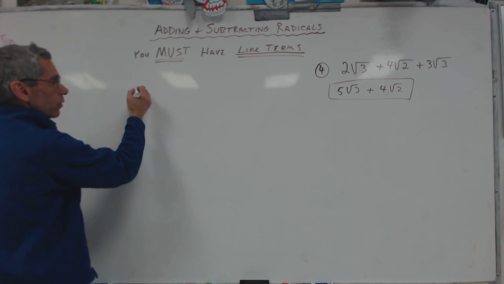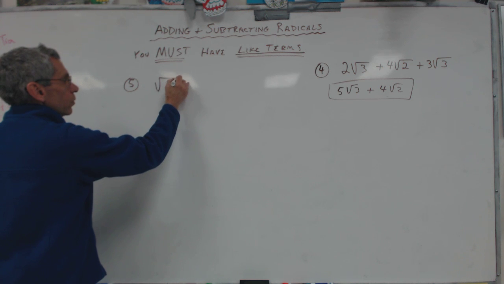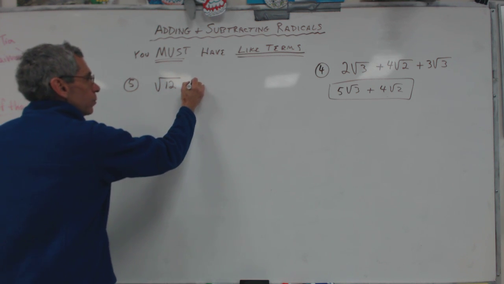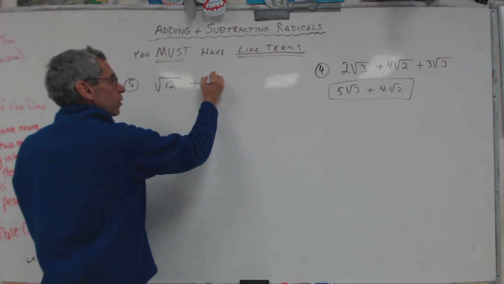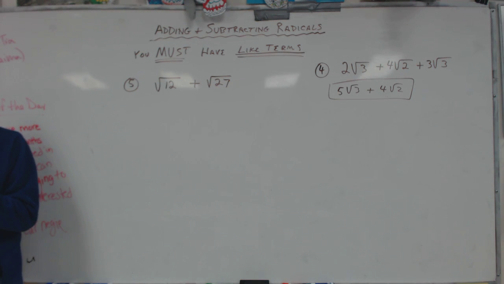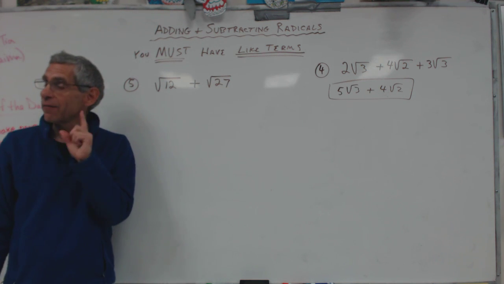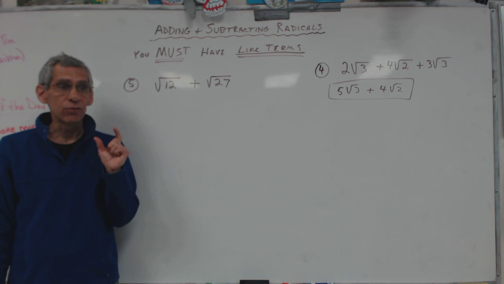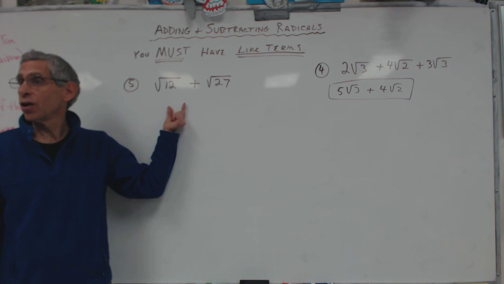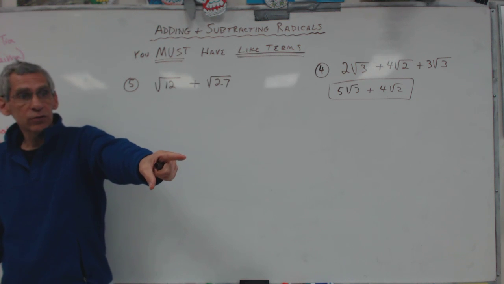What number am I on? Number 5. Okay. How about the square root of 12 plus the square root of 27? What is that? At first glimpse, that's what you think. Oh, well, they're not like terms, so I can't do anything with them. But what do you notice?